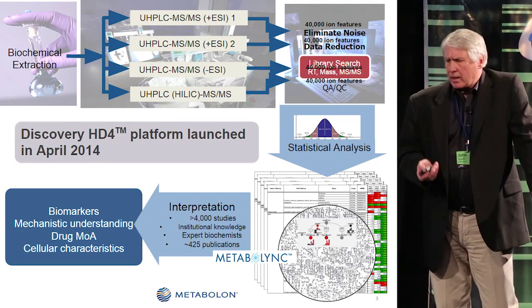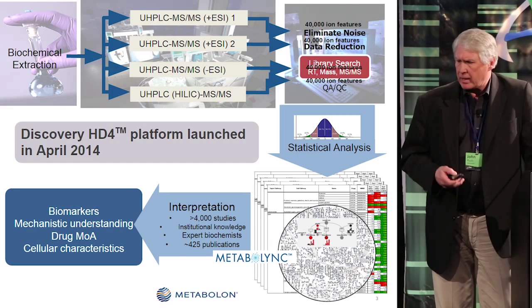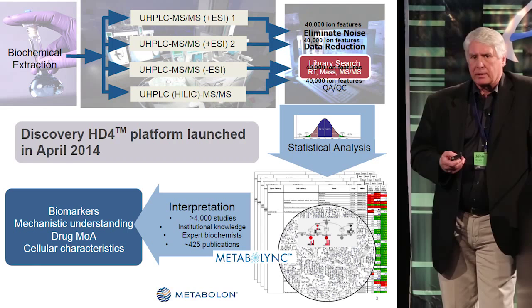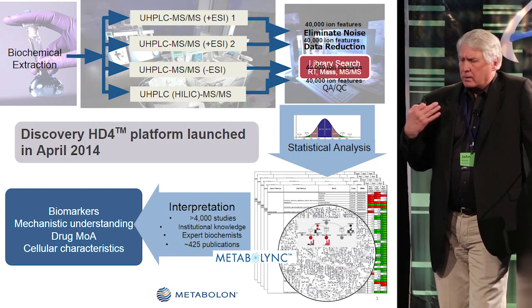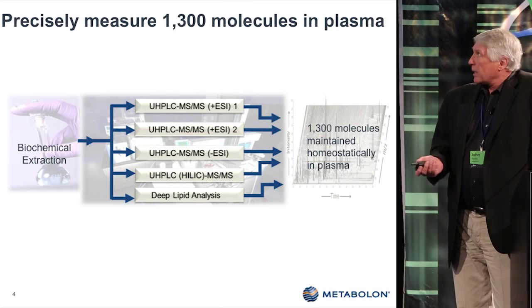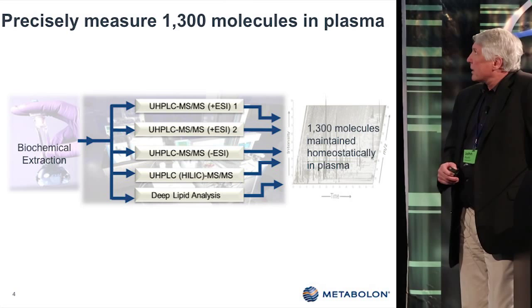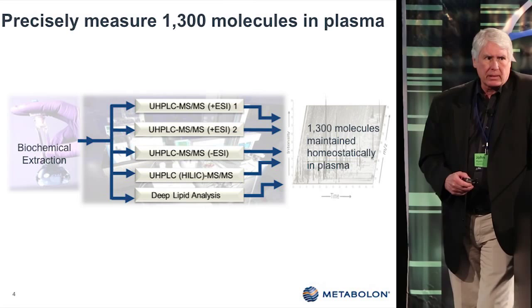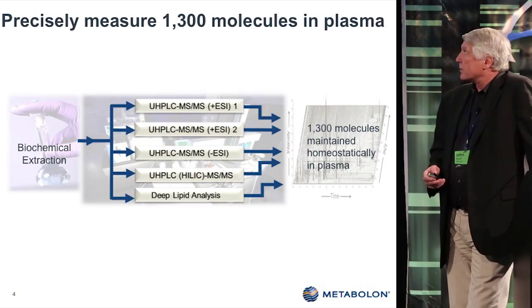What we're after in the end is understanding every molecule in the sample, in blood, for example, and then being able to understand what we see in a disease state. We've run over 4,000 studies now, and we've been able to build a vast ontology on metabolism, on metabolomics. If you take the four mass spec platforms and the deep lipid analysis that we do, we typically see about 1,300 molecules that are maintained homeostatically in a human blood sample. So of all the people in the room, you're all maintaining about 1,300 of these small molecules in your blood. Among those are molecules derived from the microbiome.